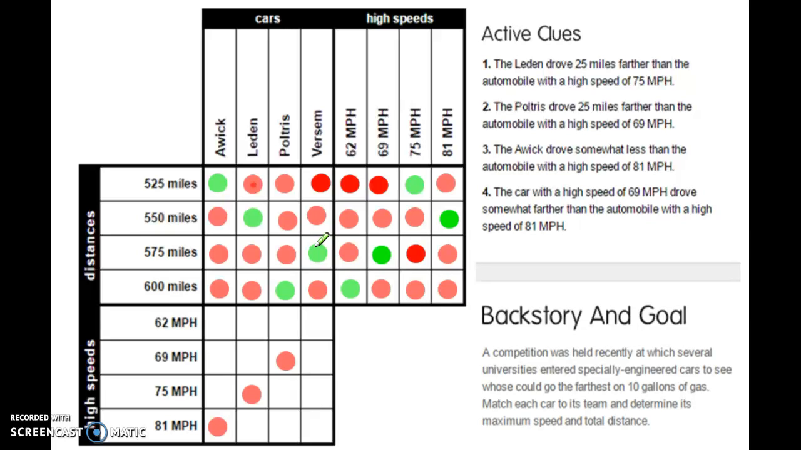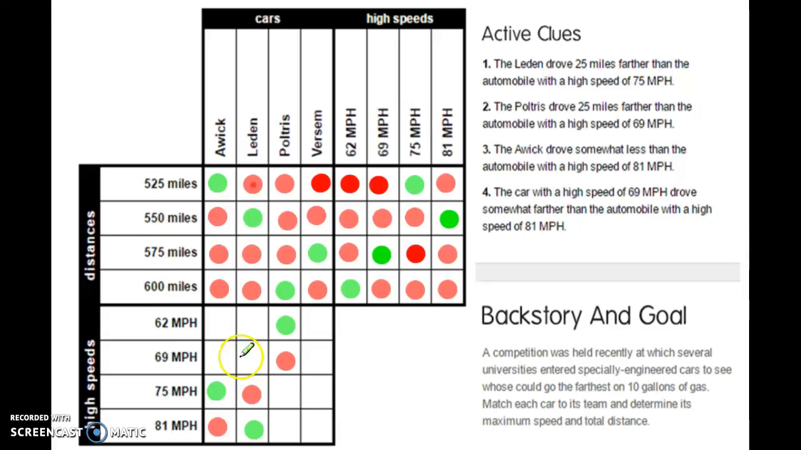Now we can easily fill in the rest because we have enough information to do both. The Awick corresponds to 525 and 525 corresponds to 75. So Awick must correspond to 75. The Leaden corresponds to 550 and 550 corresponds to 81, which means Leaden must correspond to 81. The Poultice corresponds to 600 and 600 corresponds to 62, which means Poultice must correspond to 62.